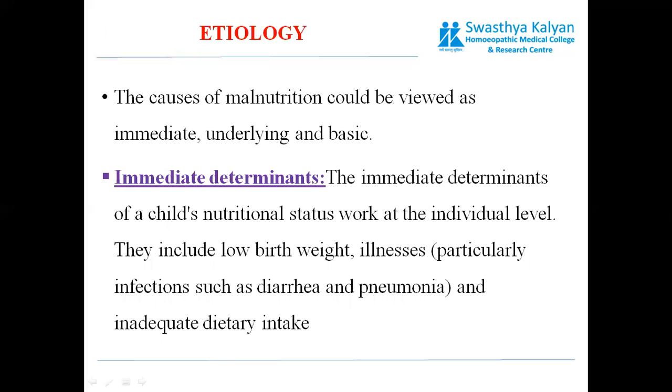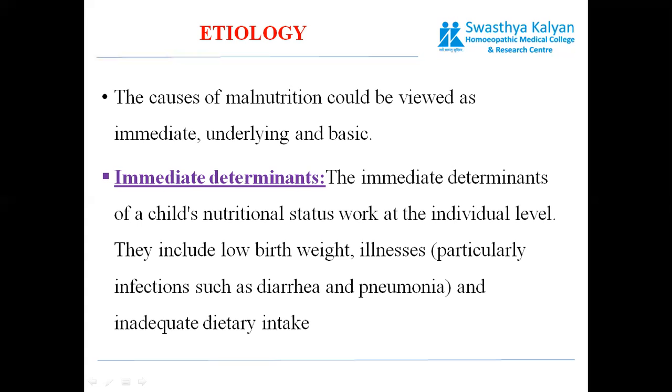Now the etiology. Etiology of severe acute malnutrition. The causes of malnutrition could be viewed as immediate, underlying, and basic. Now, the immediate determinants of the child nutritional status work at the individual level, and they include low birth weight, any illness, any infection, diarrhea, pneumonia, and improper dietary intake. So, immediate determinants. This is the etiology of the malnutrition.